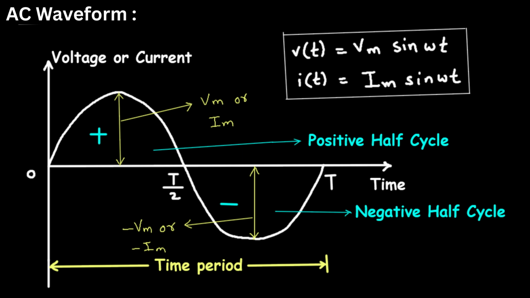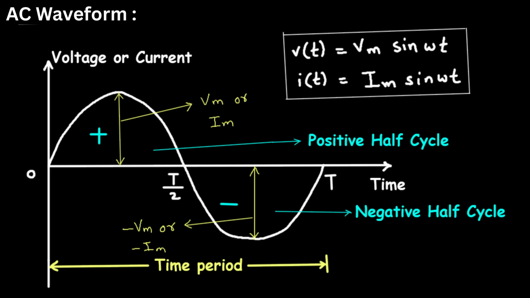Instead of stopping, the wave continues its path, diving below the time axis into the negative region. This entire second arch of the wave is called the negative half cycle. Now, the word negative here can be misleading. It doesn't mean bad or a lack of power. It simply means the direction has reversed.